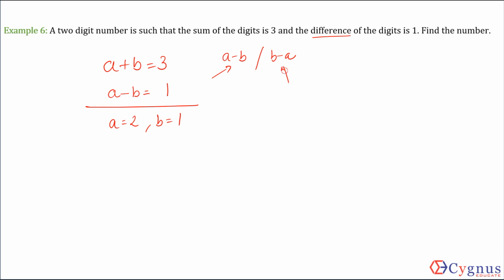Instead of that, if you stick to this one, you know that A plus B is equal to 3 and B minus A is equal to what? 1. When you solve these two equations, now the result will be reversed. We'll get B equal to 2 and A equal to 1. So if it's not given that which number should be subtracted from which number, if the difference is given, so definitely there'll be two cases. So what is the number? If you prefer this one, your number becomes 21. If you go with this one, your number will become 12. So you'll get two answers. Fine.